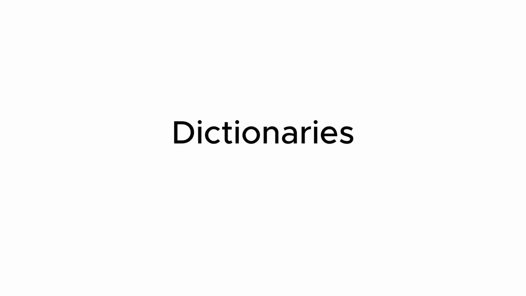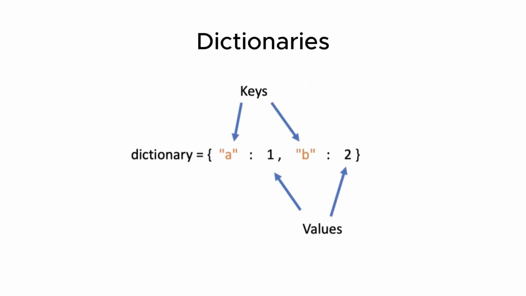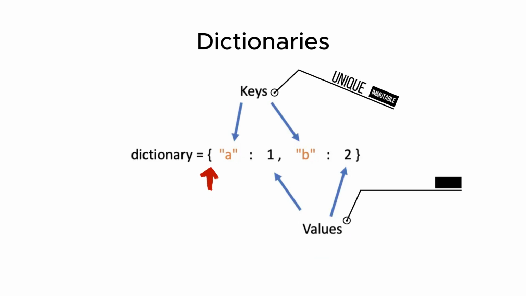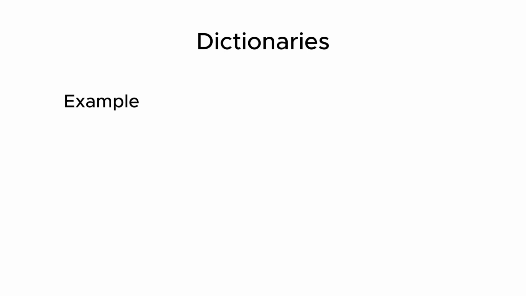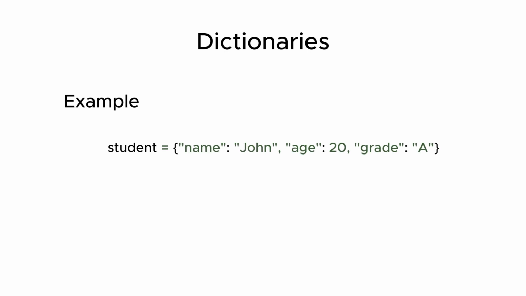Dictionaries in Python. Dictionaries in Python are created using curly braces and consist of key-value pairs. The keys must be unique and immutable, while the values can be of any data type. Dictionaries are useful when we want to store and retrieve data based on a specific key. Here's an example of creating a dictionary.